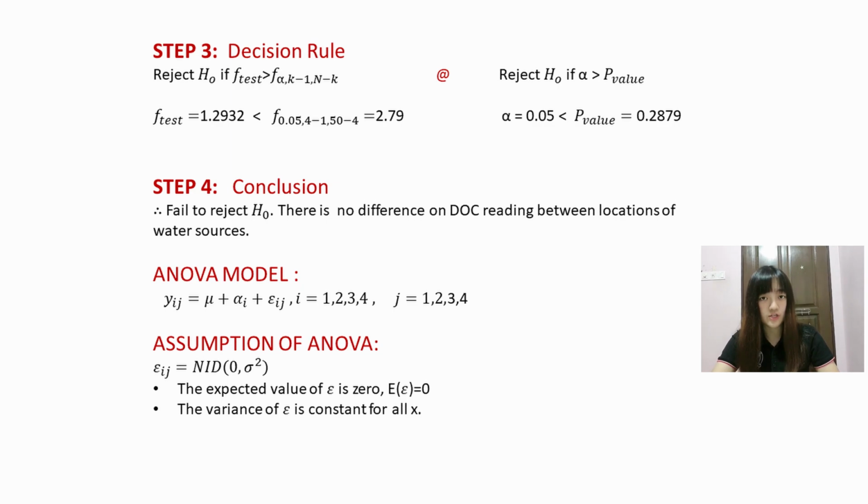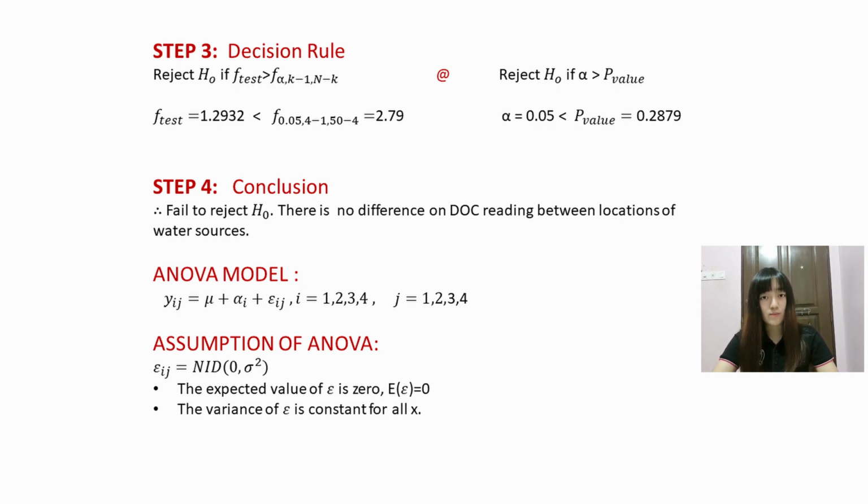From this question, we can conclude that there is no difference in DOC readings with locations of water sources. This is because alpha in this question is 0.05, which is less than the p-value. So we fail to reject H0.